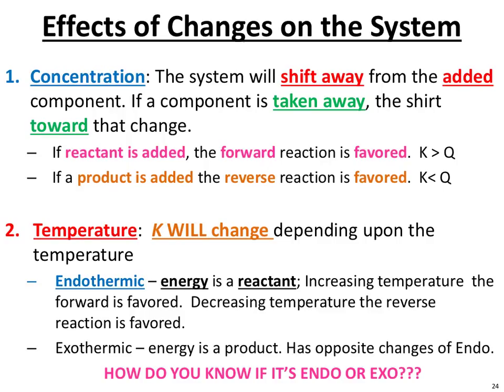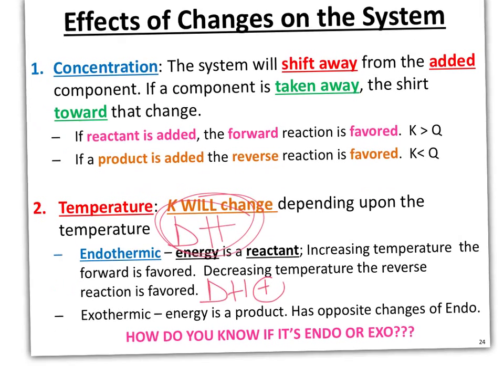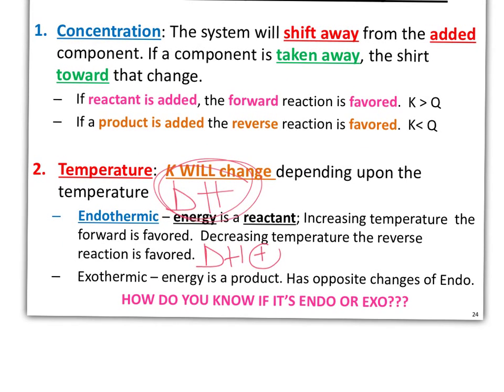But the biggest thing, and you may want to write this down on the bottom, the temperature effect is dependent upon whether it's endo or whether it's exo. And how do you know if it's endo or exo? You've got to know what delta H is. If it's endothermic, delta H is positive. If it's exothermic, delta H is negative, and that's why I wrote that pink question. The way you know is delta H. That's the only way you can know.